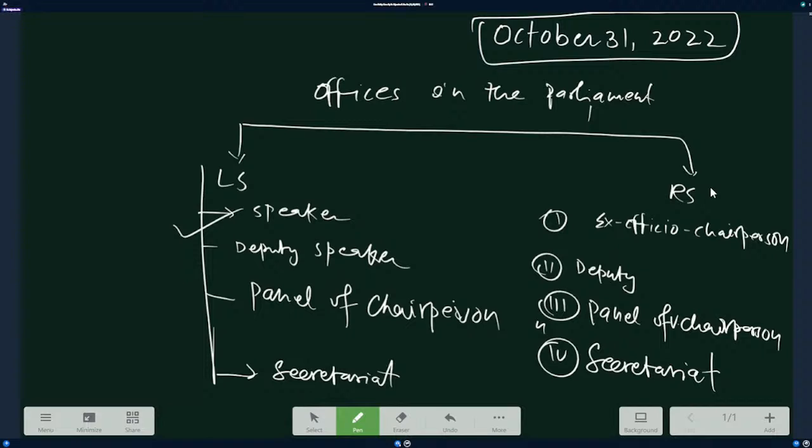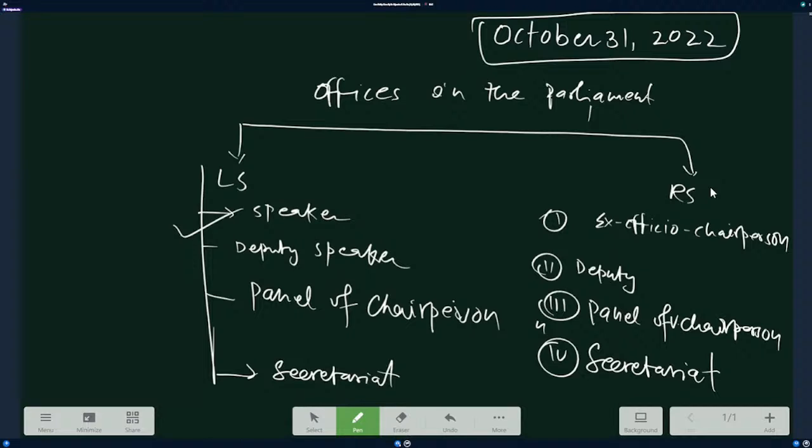Speakers are elected from the Lok Sabha and from amongst its members. Who appoints the date of the Lok Sabha speaker's election? The president. Yes, the president fixes the date for the election of the Lok Sabha speaker, and the Lok Sabha speaker is elected by the Lok Sabha from its members.